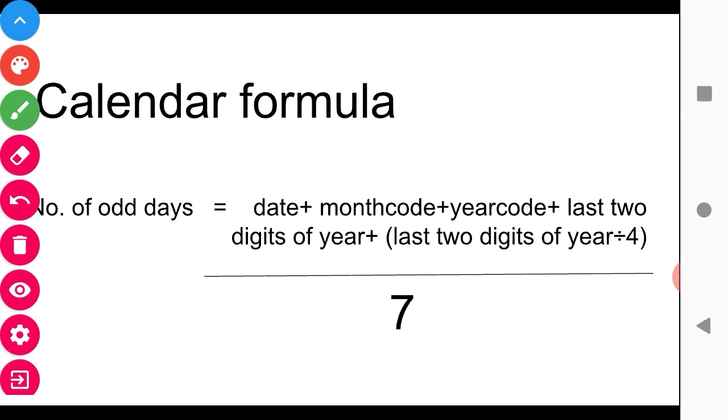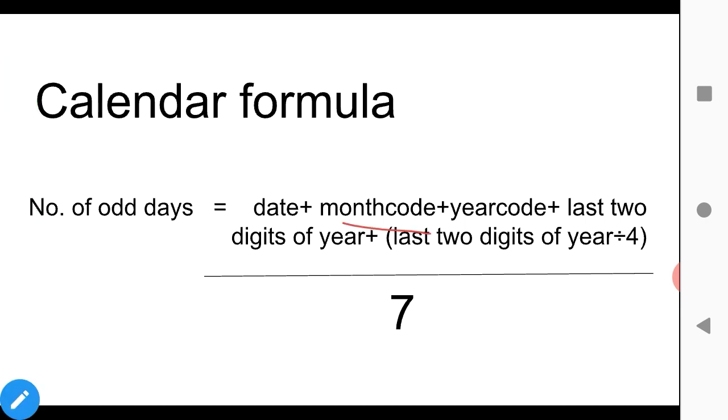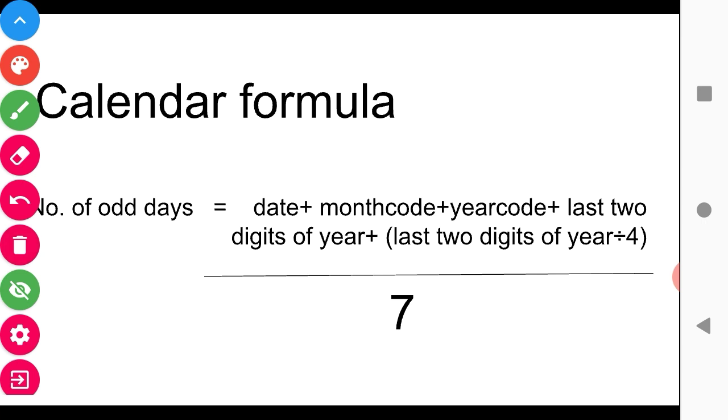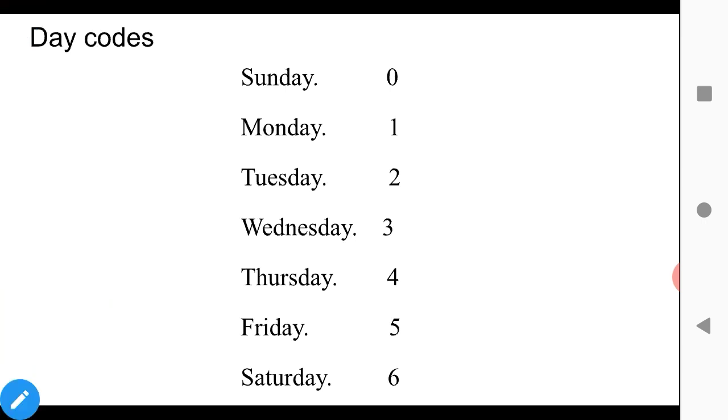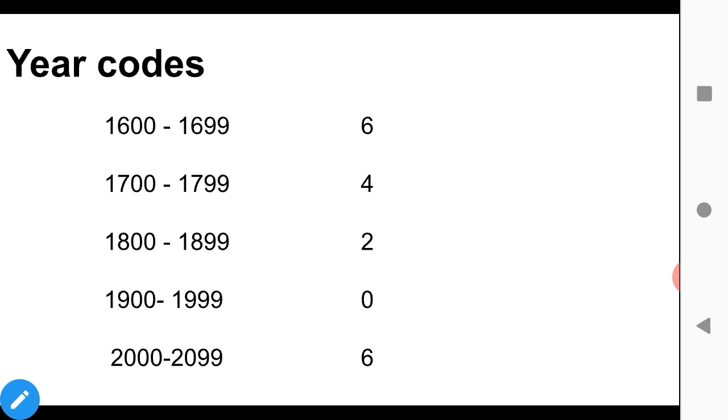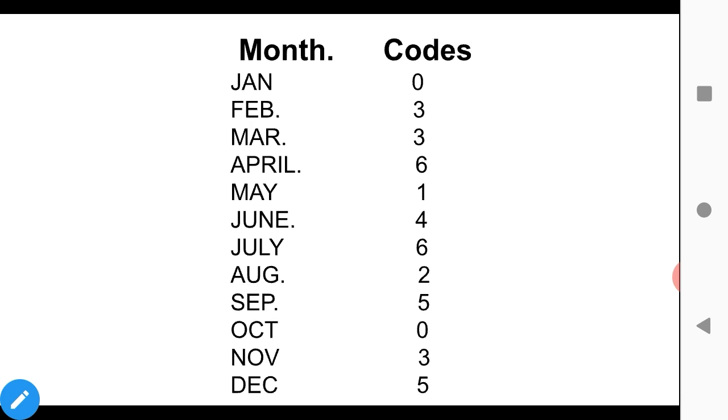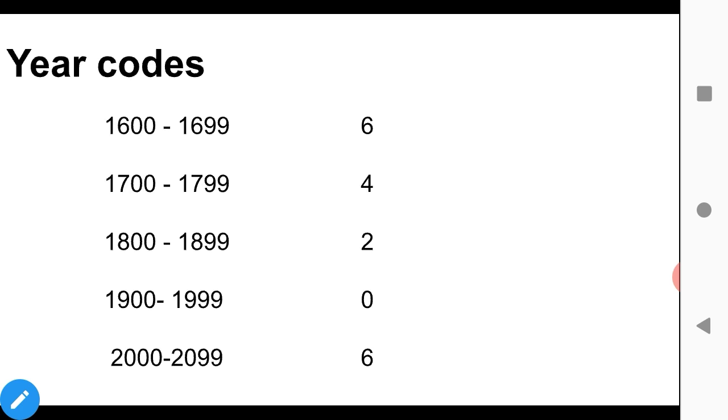To know the month codes and year codes, you have to know this calendar formula. This calendar formula is used to determine the day of any given date in the calendar. In this calendar formula we are using these month codes and year codes. So now, these are the day codes, and these are the month codes, and these are the year codes. These month codes and year codes are used in the calendar formula to determine the day of any given date in the calendar.